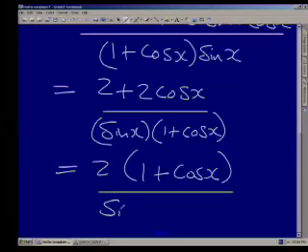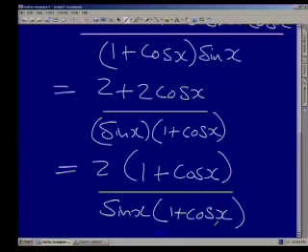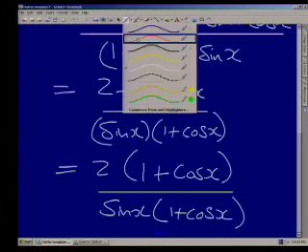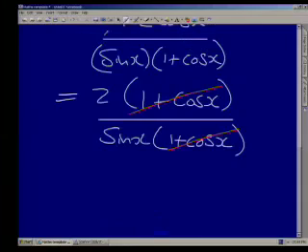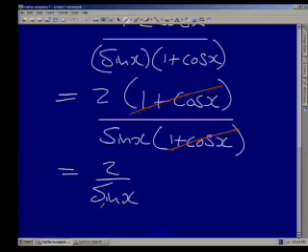Are you with me? Yes. Look, 1 plus cos x on the bottom. And what am I left with? 2 over sin x. Gone, gone. Are you clear? Equals 2 over sine x. Nice and easy. Equals the right-hand side. Are you happy with that? Yes, I'm very happy with it.